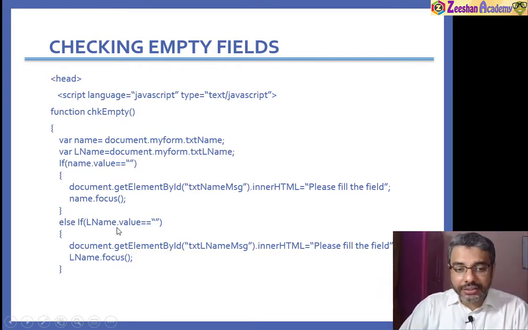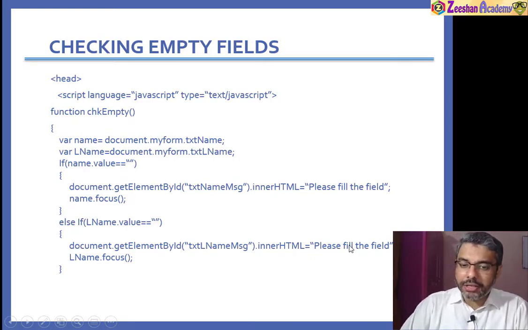Else, if the last name dot value is equal to blank, for example, if this is false, good. Now we go back into the next else and check whether the last name is blank or not. If it is blank, then again the same thing. Okay, so we give it a last name message, inner HTML is equal to fill text. So using this, we simply check whether the data is blank or not.